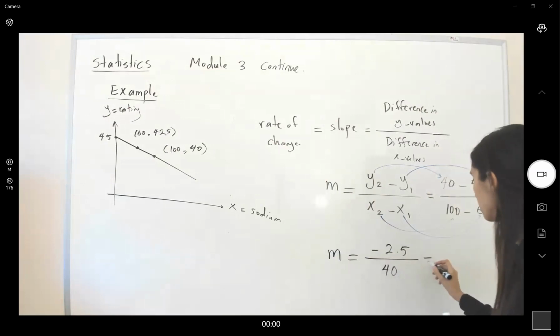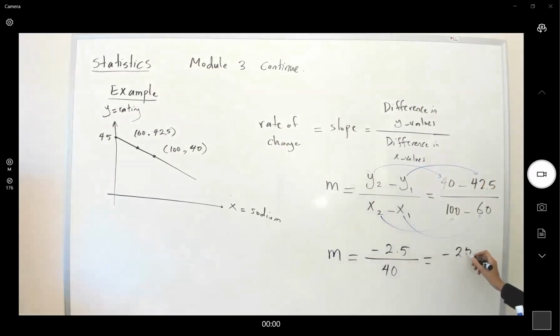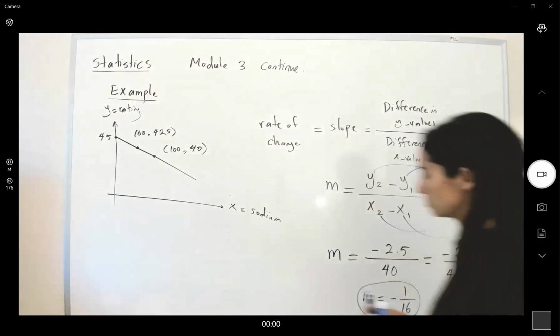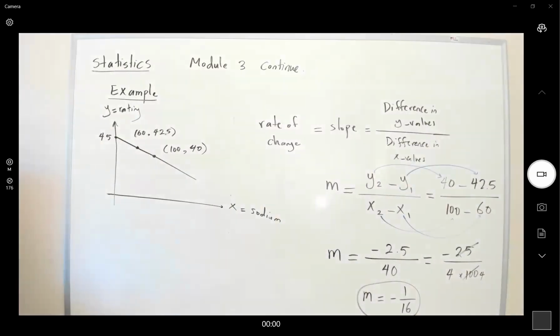So let's do the calculation. We get negative 25 divided by 4 times 100. Here you can cancel out these two. You get m equals negative 1 over 60. Slope of the line, or negative 2.5.